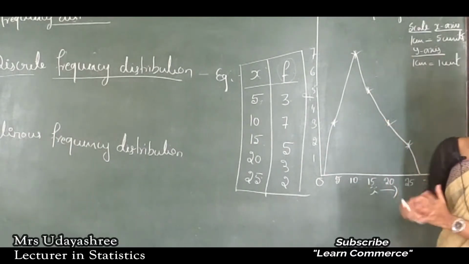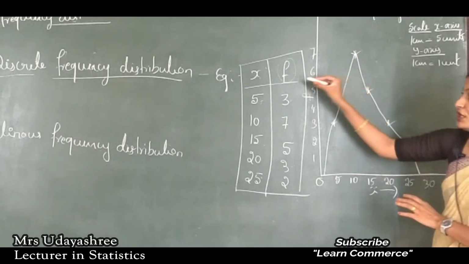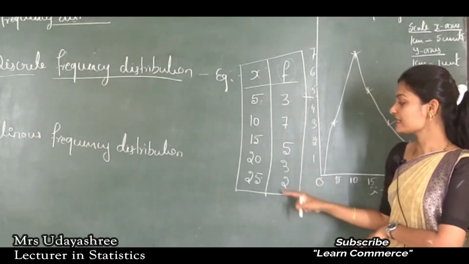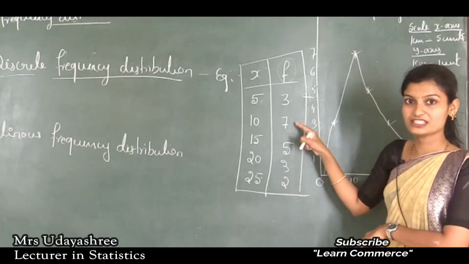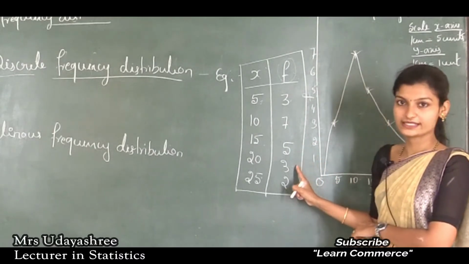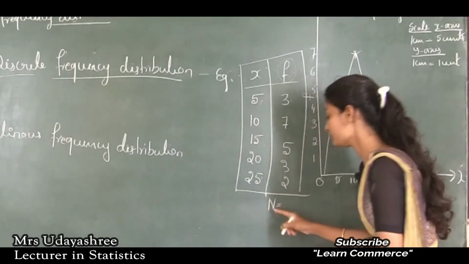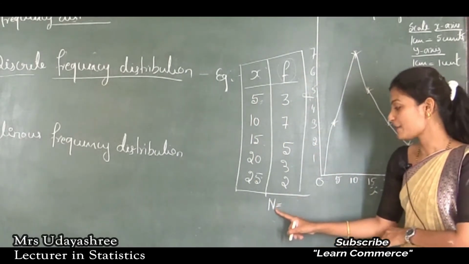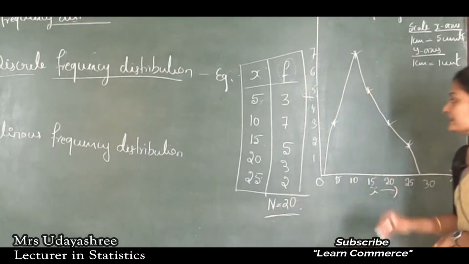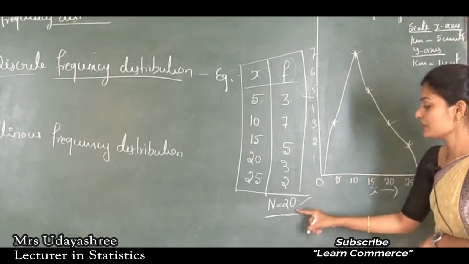Okay, this is the frequency polygon, and the area of the frequency polygon is proportional to the total frequency. How do we find the total frequency? The total frequency is the sum of the frequencies: 3 plus 7 is 10, 10 plus 5 is 15, 15 plus 3 is 18, 18 plus 2 is 20. The total frequency is denoted by capital N, and the sum is 20. So the area of the frequency polygon is proportional to 20.